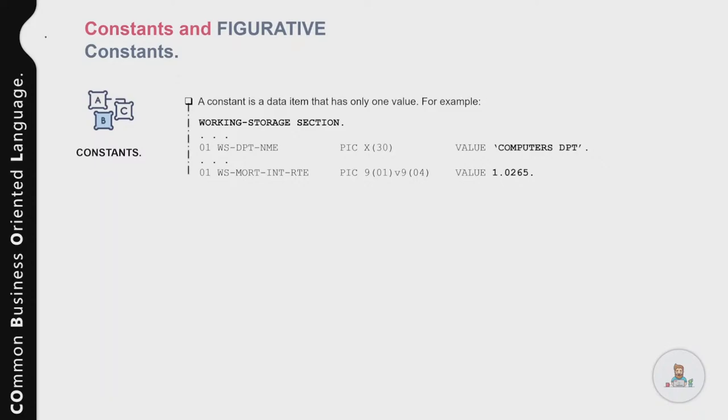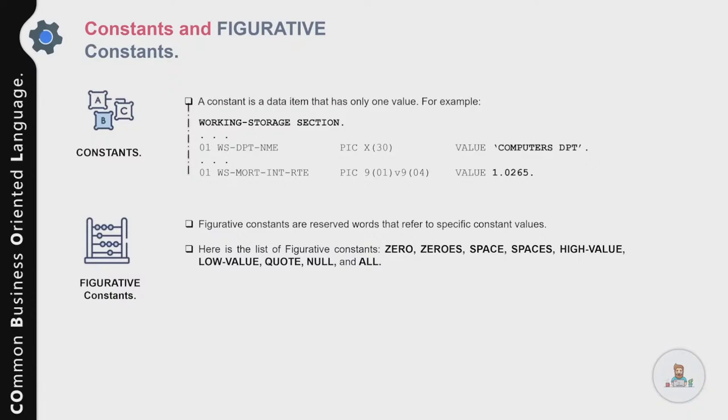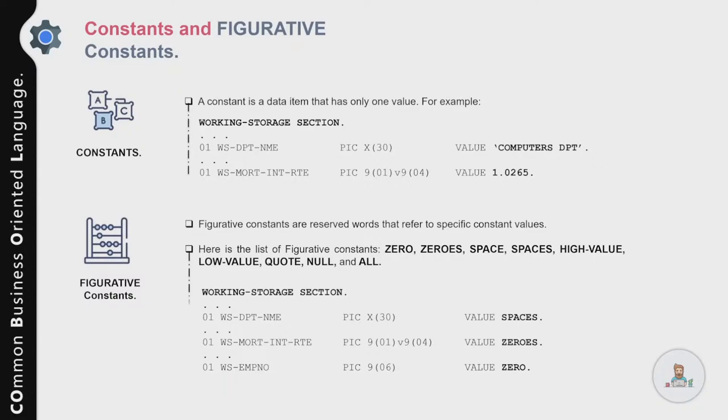Now let's move on to our next category, that is figurative constant. By definition, figurative constants are reserved words that name and refer to specific constant values. So here's a list of figurative constants that you can use in your COBOL program while writing your business logic. First one is zero, then you have zeros, which is a different variant of zero. Thereafter you have space, spaces, high value, low value, quotes, null, and all. There are a couple of more variants of these existing figurative constants.